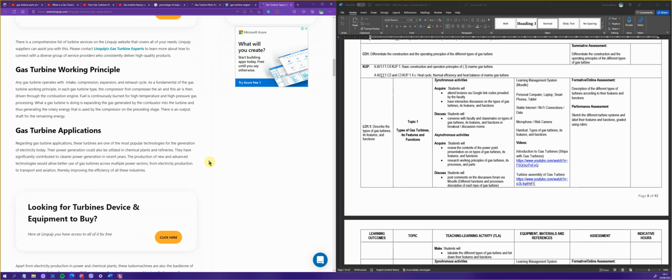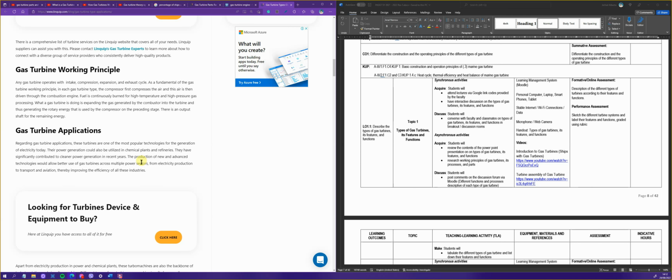Where is the gas turbine mostly used? Let's go to the applications. It's used in power generation, in chemical plants, and in refineries. So it is not always used on ships. It is actually used more on land. Its fuel, LPG, how would I put it, is also not readily available.